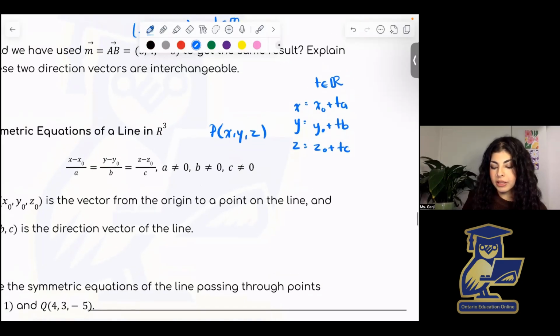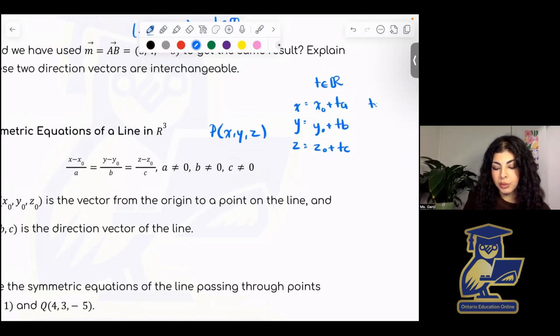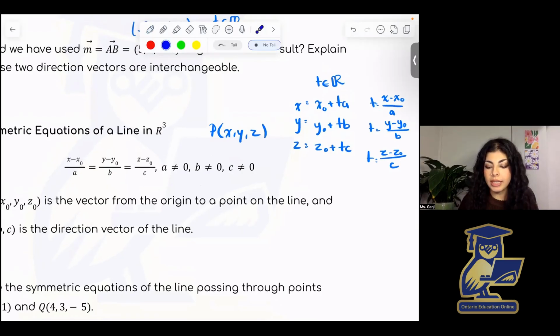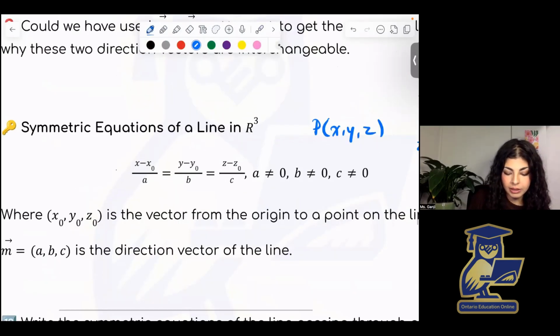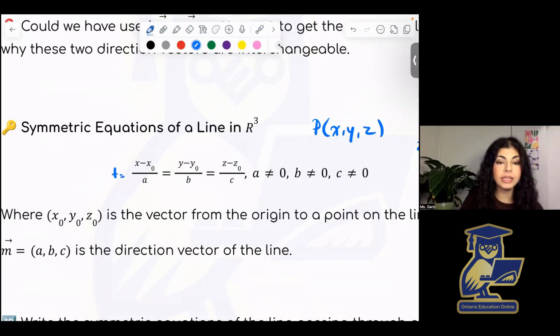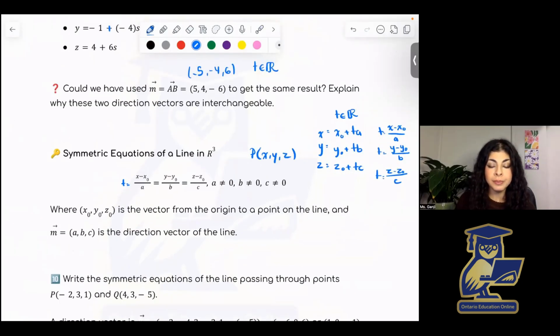So if I start by finding t in the first one, then what I'm really doing is x minus x0, and then divided by a. Same with here, I have y minus y0 divided by b, and t here is z minus z0 divided by, sorry, c. And so, as you can see, these are exactly the symmetric equations that we are seeing here. And they're all equal to t.